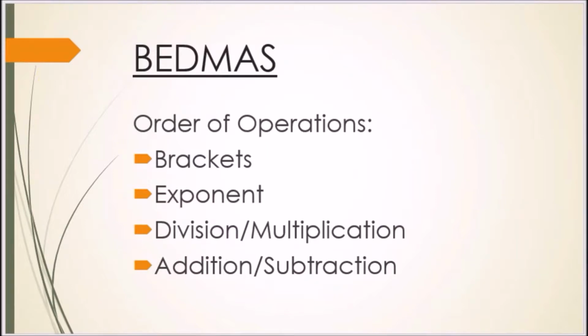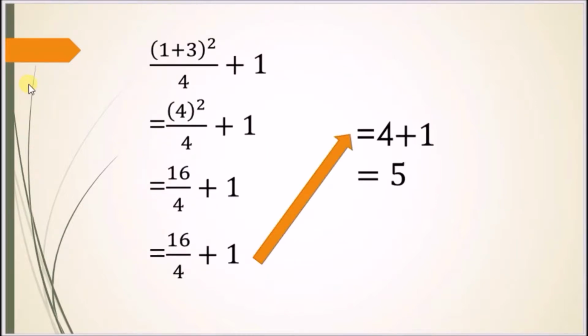First we calculate what's in the brackets, which is 1 plus 3, which is 4. Then we calculate what the exponent is, right? So 4 to the power of 2, and 2 is the exponent. So what's 4 to the power of 2? It's 16. Next we do division before addition. So what's 16 over 4? 16 over 4 is 4. So finally we do addition. 4 plus 1 is 5.